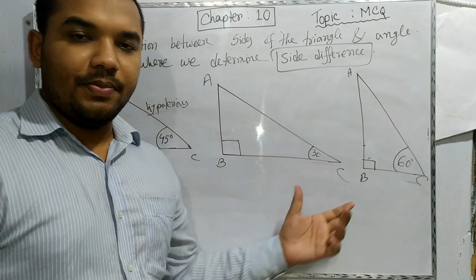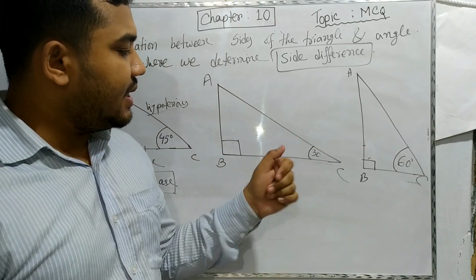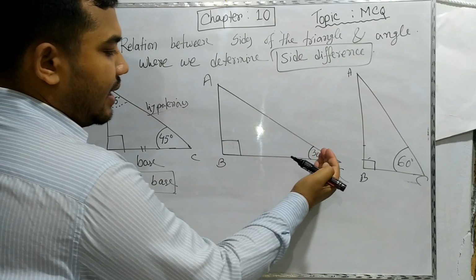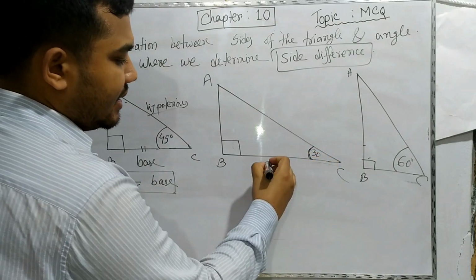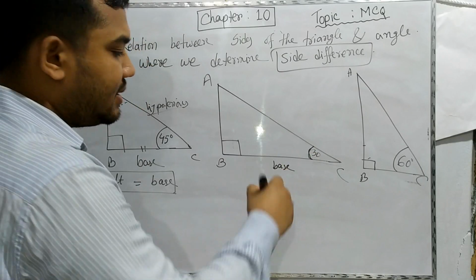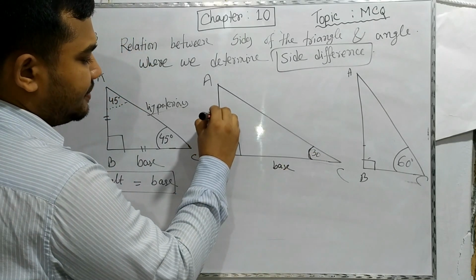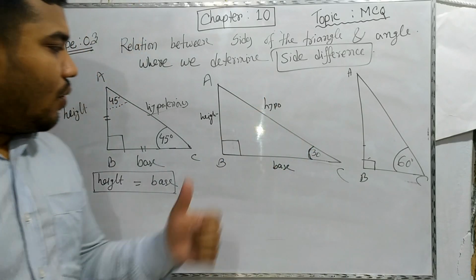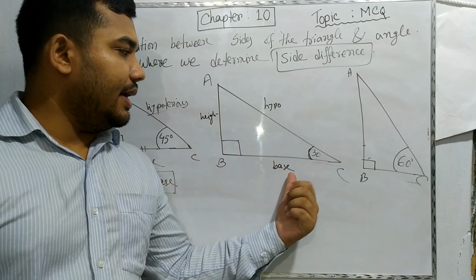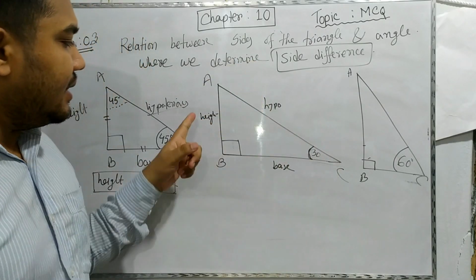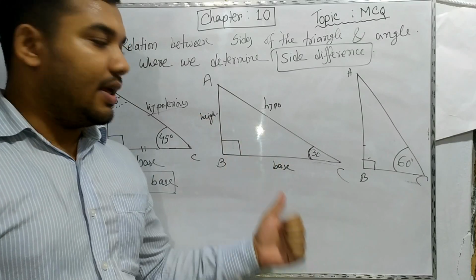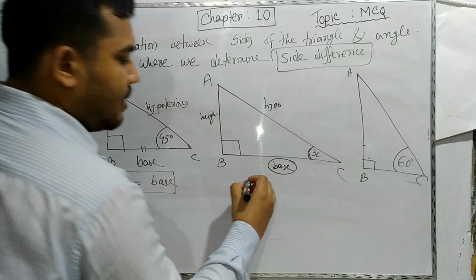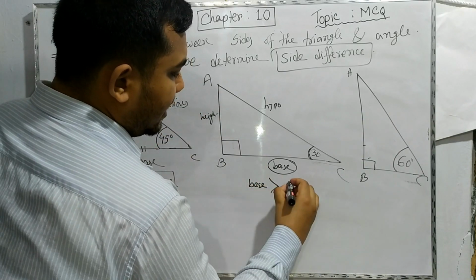Okay, from the second figure, we see that the angle is 30 degrees. Since this is our respected angle, this is the base and this is the height, and this obviously is the hypotenuse. So what's the relationship between height and base in this figure? The relationship is that the base is greater than the height.